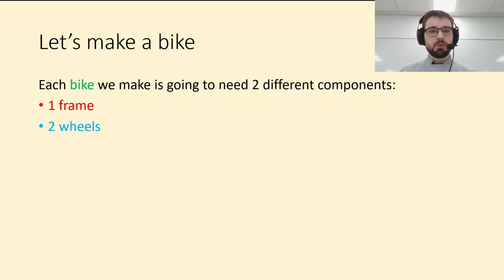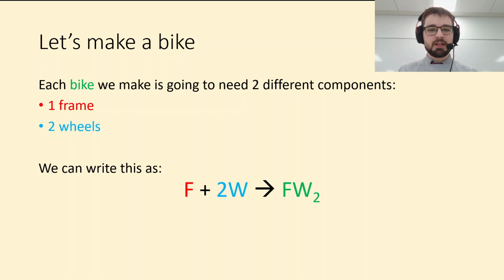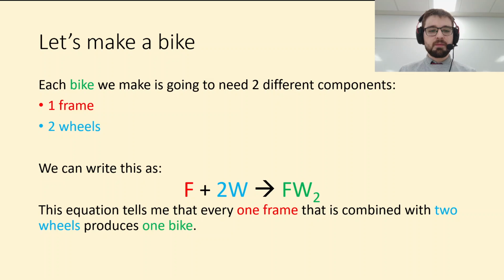And so when we make a bike, it's got a frame and it's got two wheels. So we can write that as an equation. We can write that as there's a frame and two wheels makes a bike. So in red we've got the frames, in blue we've got the wheels, and in green we've got the bikes. You can see that the formula for a bike is a frame and two wheels as given by our symbol there.